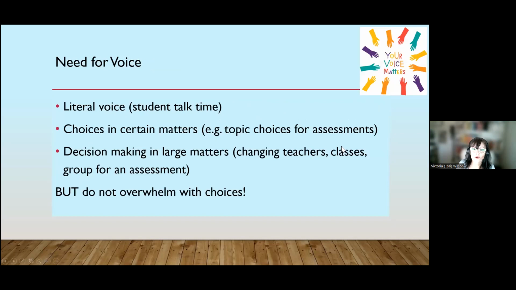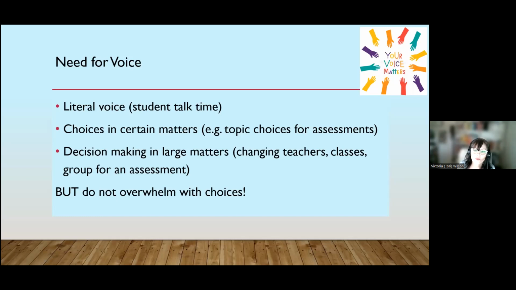A need for voice. Voice is so important in trauma, but also in teaching. And this refers to literal voice in terms of student talk time and also metaphorical voice. So having a choice in certain matters, as I said, topic choices in the essay or in a presentation topic.